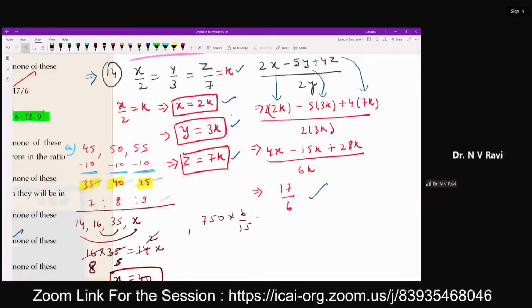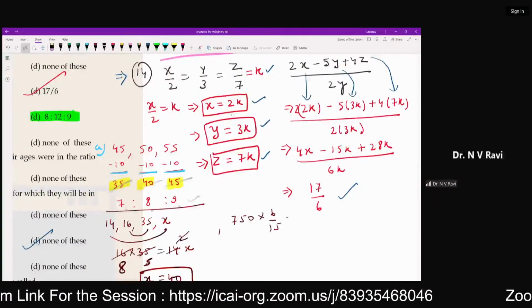Then thank you, sir. Nice explanation. Hope students can understand this.